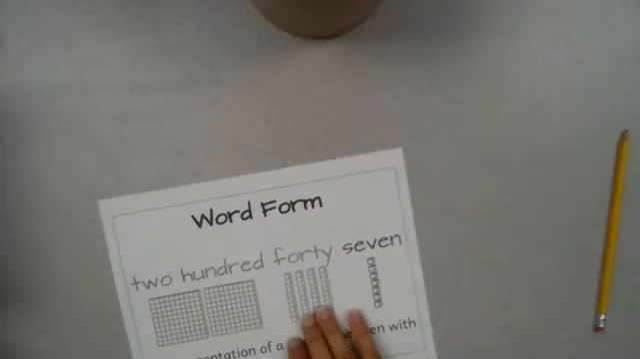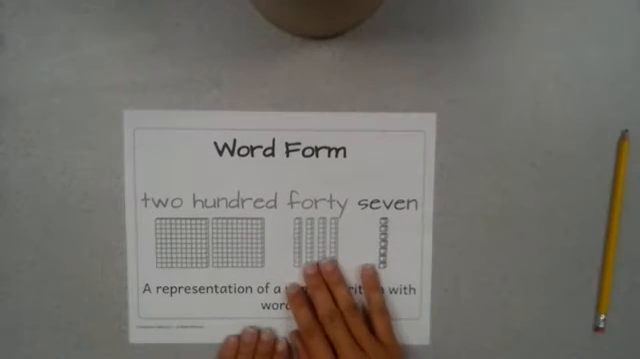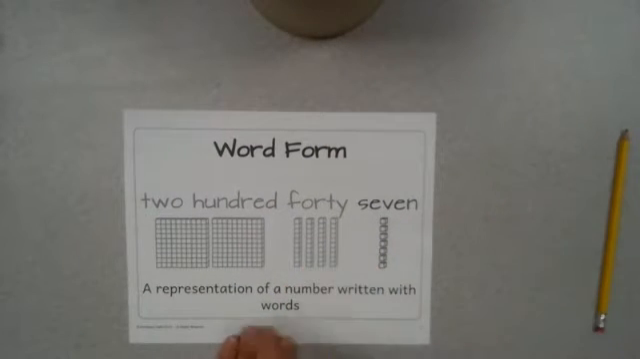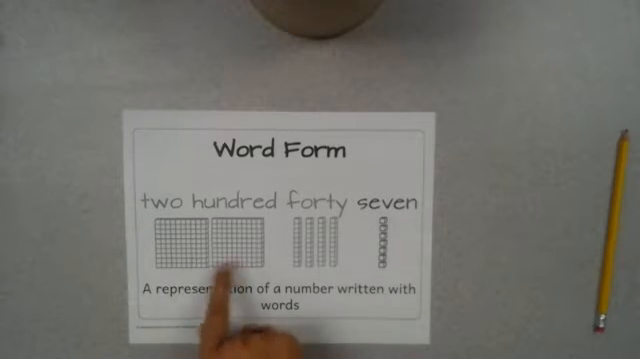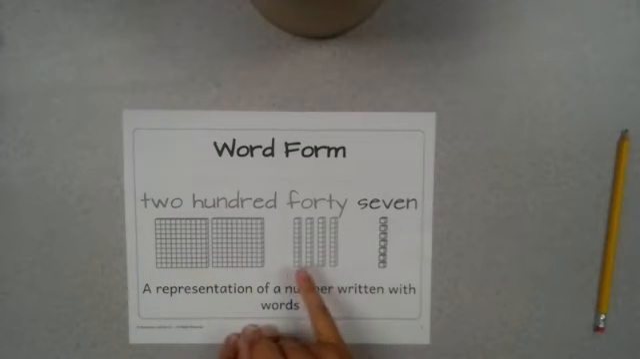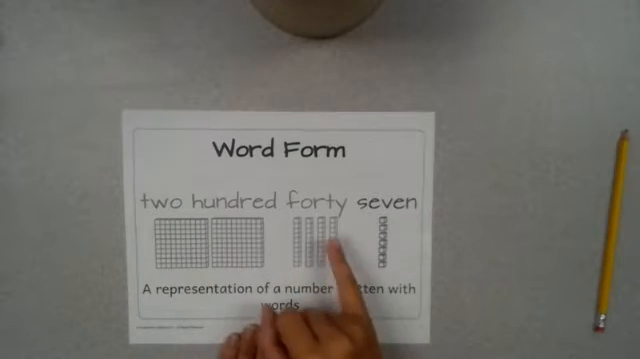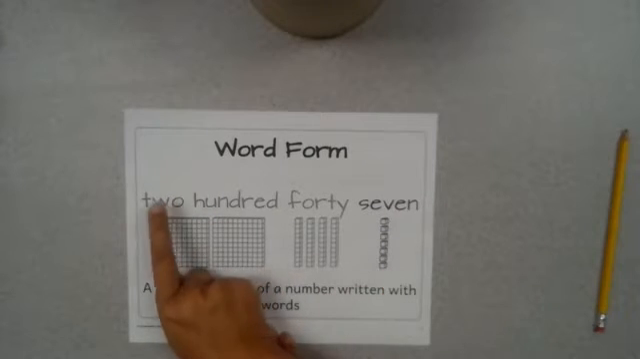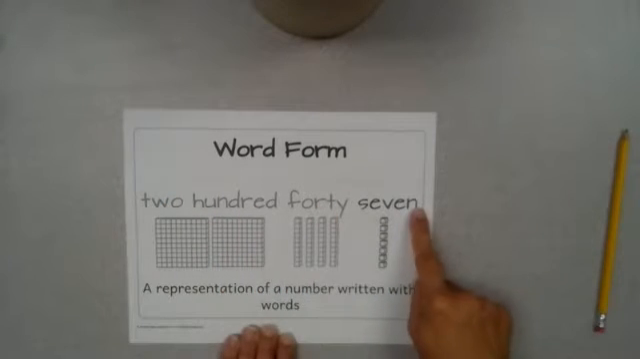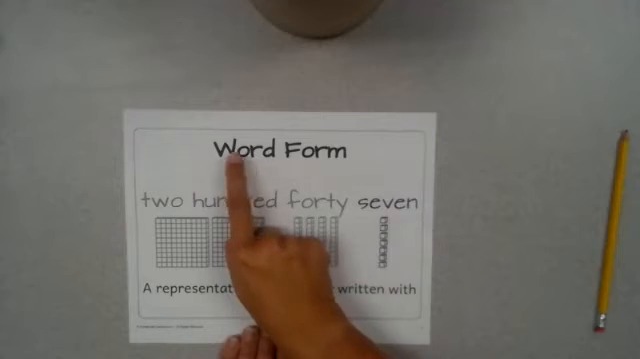Our next one that we're going to look at is actually word form. Word form is just a representation of a number written with words. So we have 200s, remember our flats, 200. We have 40, 10, 20, 30, 40, and then 7. We just wrote it out in words, 247. This is how we show it by word form.